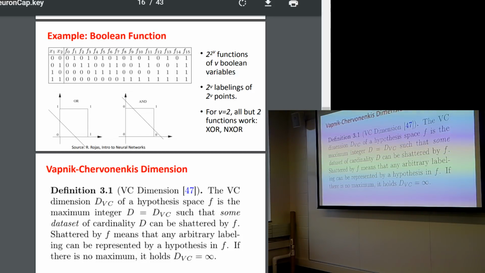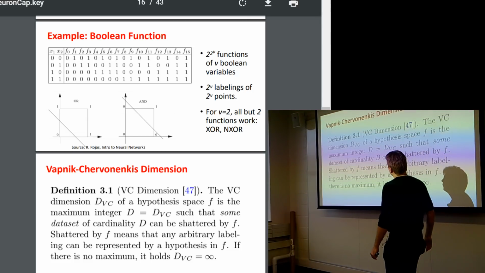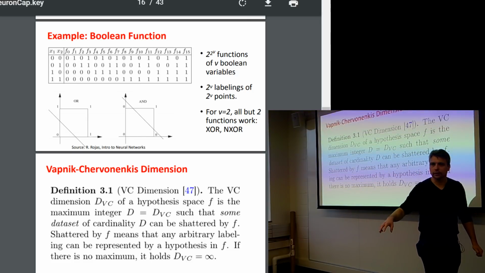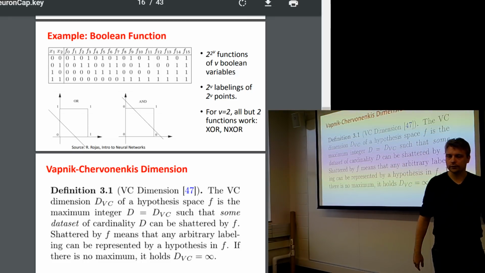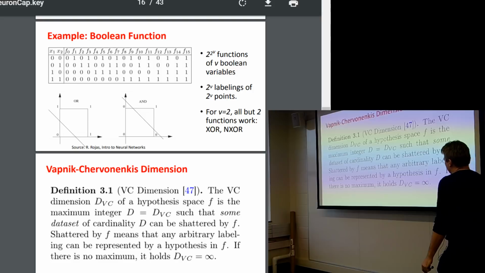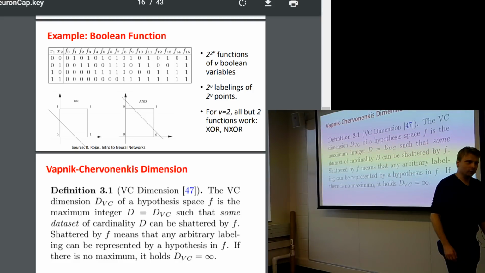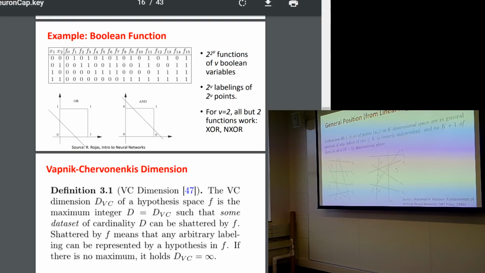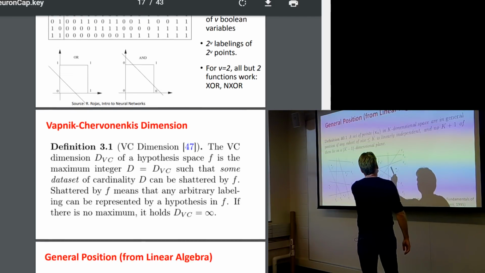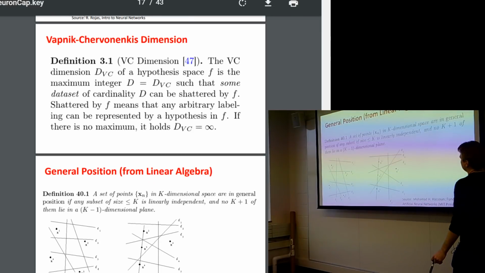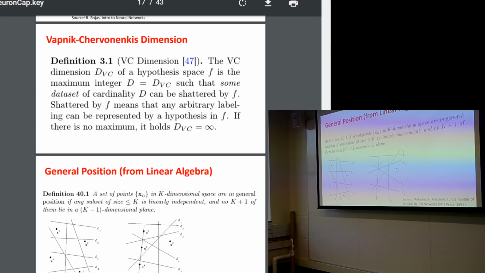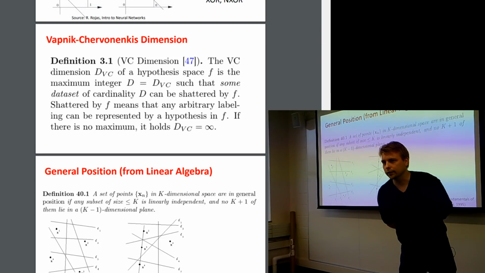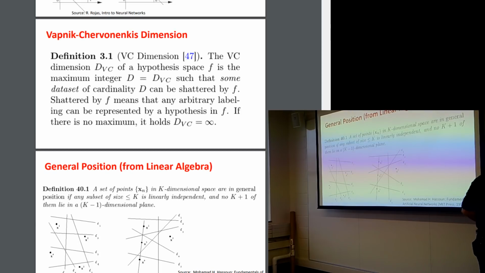So what they did is nothing else but ask themselves, okay, given the function, right? So let's say I have a perceptron. What can I do, right? But also, what they require is interesting. What they require is general position, right? And general position just means in k-dimensional space, in general position, any subset of size at most k is linearly independent, okay? That just means there's no set of linear equations that can solve this.